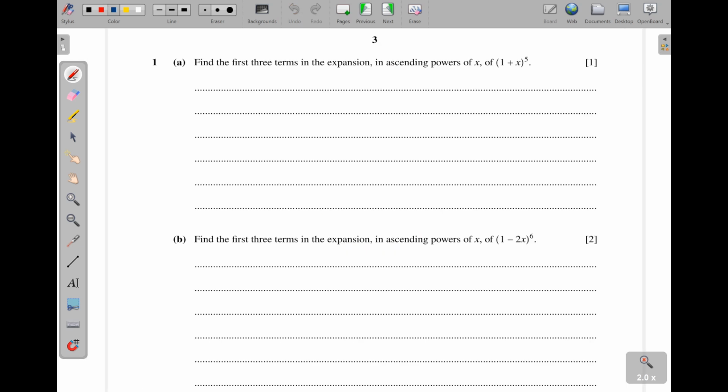Question 1 is coming from binomial expansions, part A. Find the first three terms in the expansion in ascending powers of x of (1 + x) to the power of 5.